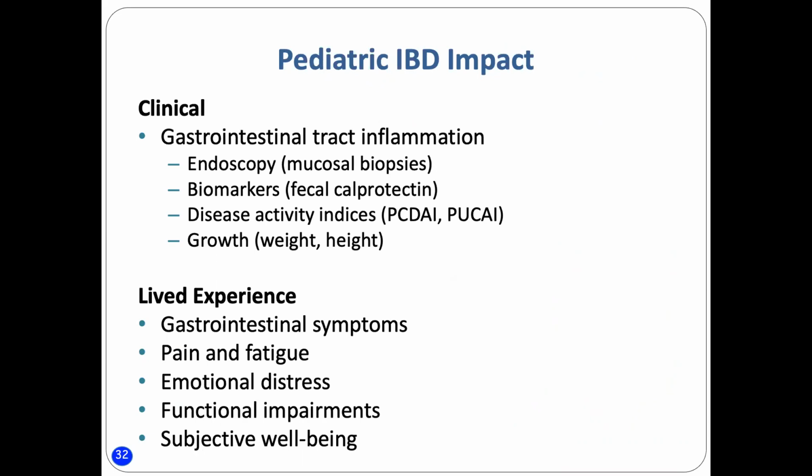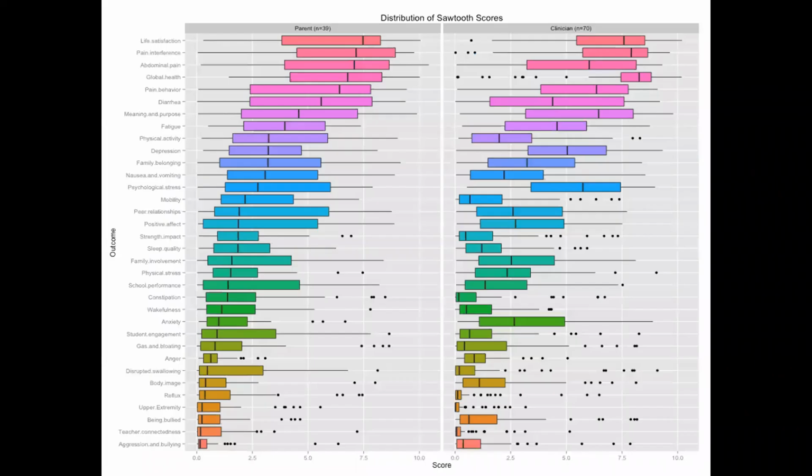We know from all the clinical work that's been done in IBD that you can measure GI tract inflammation. That's a common outcome using endoscopy, biomarkers like fecal calprotectin, disease activity indices, as well as growth. Okay, those are clinical measures. But what if we want to measure the impact of new treatments or the impact of the disease itself on people's lived experiences? Well, there we might ask about GI symptoms, pain, fatigue, emotional distress, functioning, and well-being.